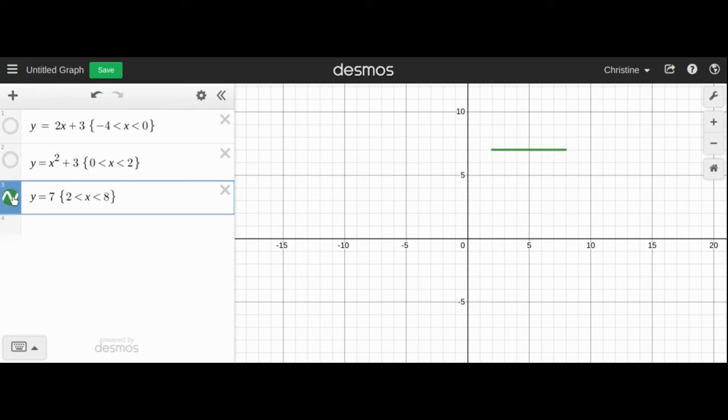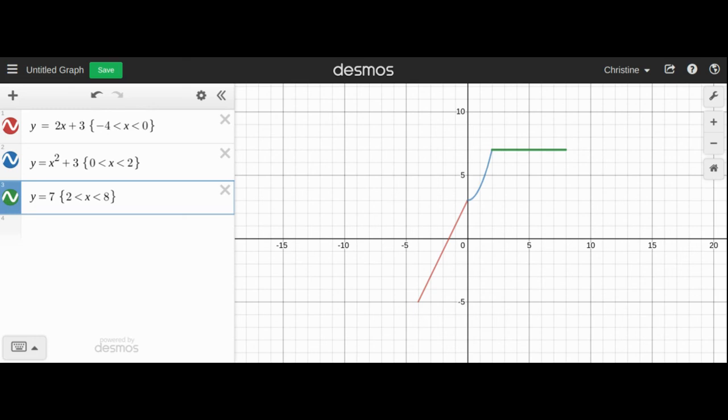And then lastly, I did choose a horizontal line. And we always write horizontal lines as y equals some number. Now my quadratic was up at 7, so I made mine y equals 7, so it would connect to that. And then again, I did a restricted domain of 2 to 8 so that this would just be that chunk of a line. So when I put these together, again, you can see my piecewise function with 3 different pieces.